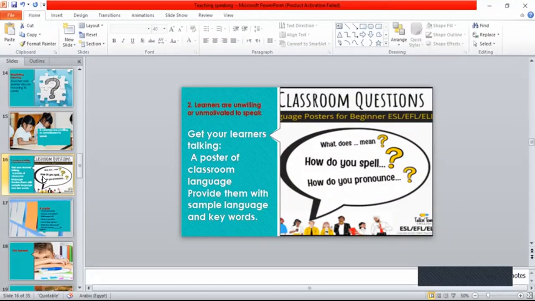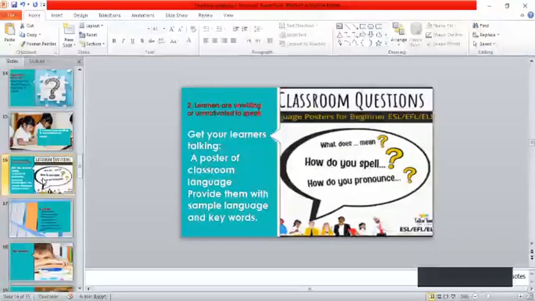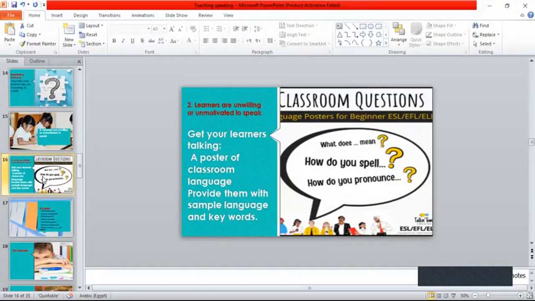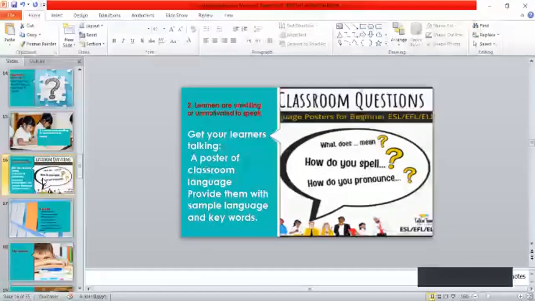So you can write down these questions on a poster next to the board, and once your students speak Arabic, just point to them and insist on speaking English. If you want me to answer you, say it in English. Okay? So here, get your learners talking using a poster of classroom language and classroom questions.